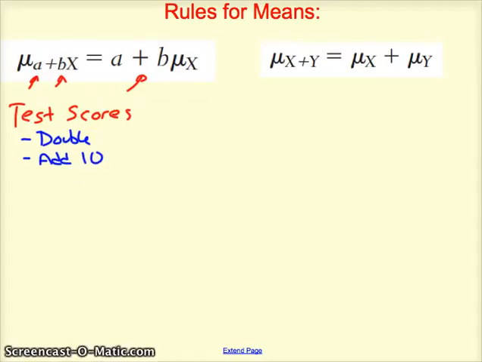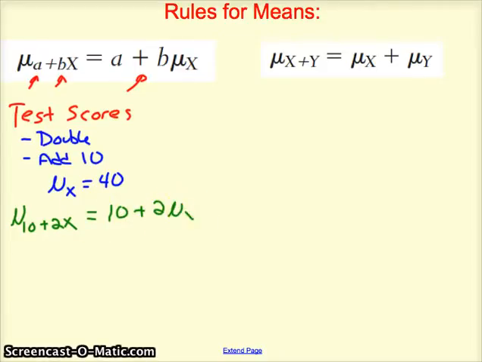Well, before I did this, the mean for my test scores was, let's say, 40. Using the symbolism above, here's what I've done. I've taken that original mean, and I've added 10 and doubled the original test score. So we have mu sub 10 plus 2x. What's the new mean? Well, it's that number I added plus the doubling of the original test score. Well, what does that look like? That's 10 plus 2 times 40, which is 90.